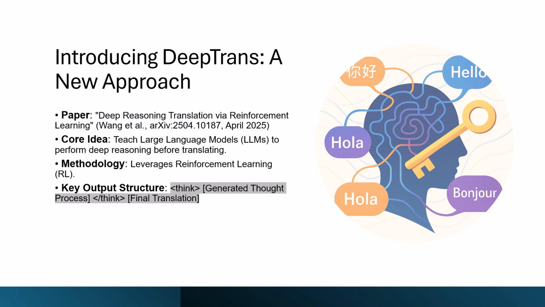So the paper we're looking at here is Deep Reasoning Translation via Reinforcement Learning. It introduces a model called DeepTrans. The core idea behind DeepTrans is to enable large language models to perform deep multi-step reasoning before they actually generate a translation. How it achieves this is primarily through reinforcement learning. And a key feature is this structured output. The model first generates an explicit thought process and only then provides the final translation. I would say that the thinking step is what sets it apart from all the other models.